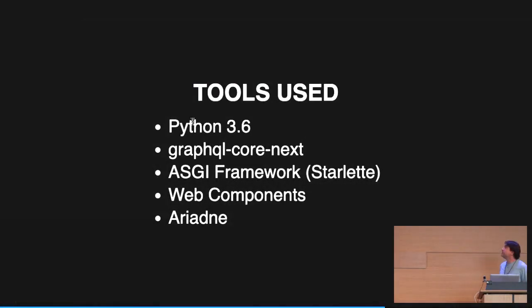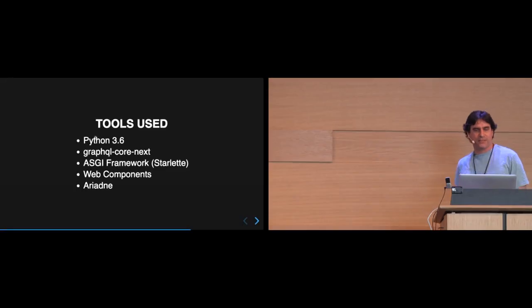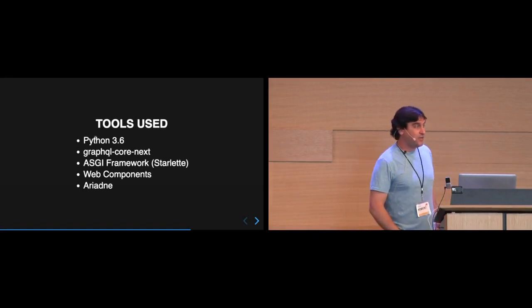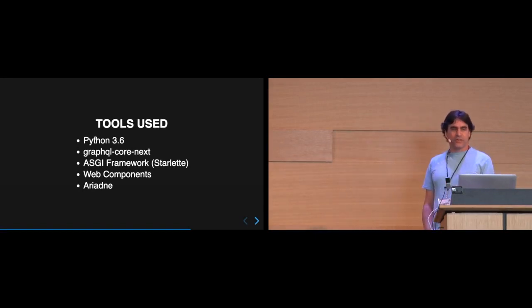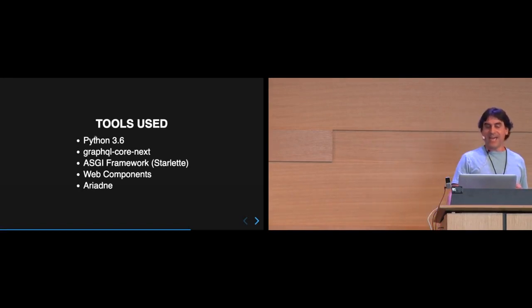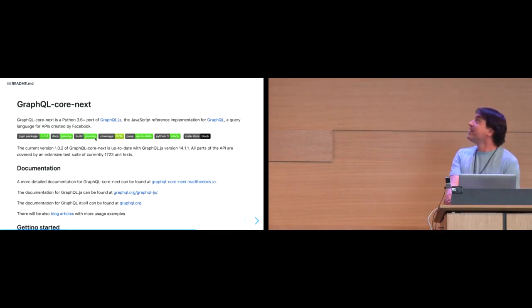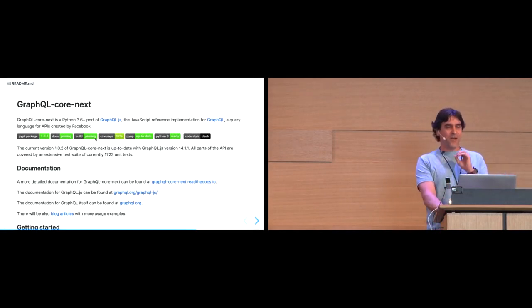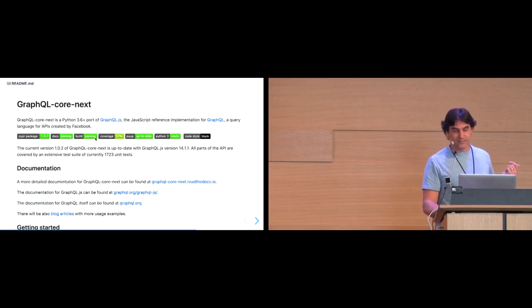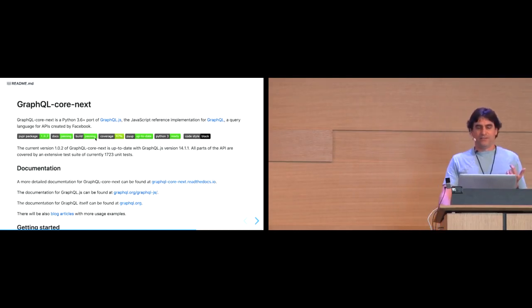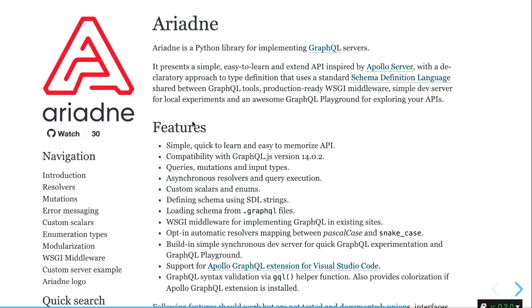And these are all the tools that I used. Python 3.6, GraphQL Core Next, any ASGI framework. This is different than a WSGI framework. I use Starlette. Web components and Ariadne, which is a new framework. GraphQL Core Next, it's great. It follows the GraphQL.js reference implementation. And this project I like a lot.